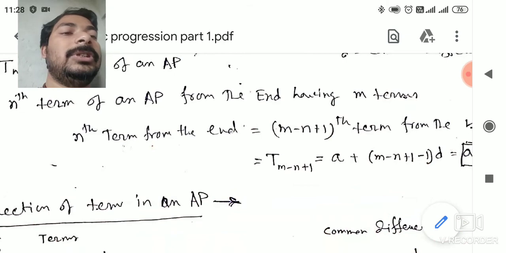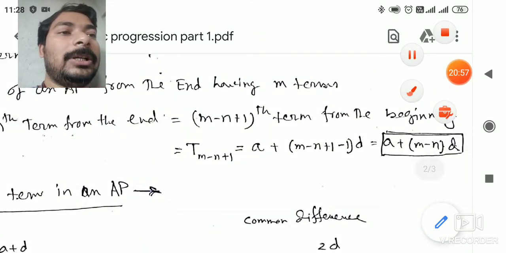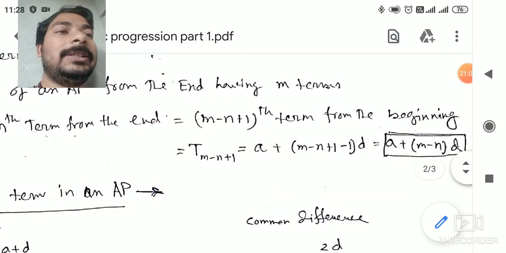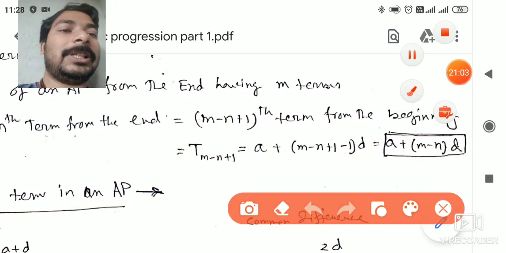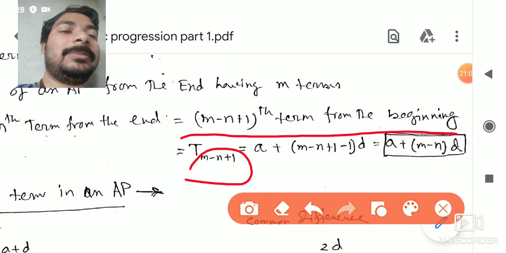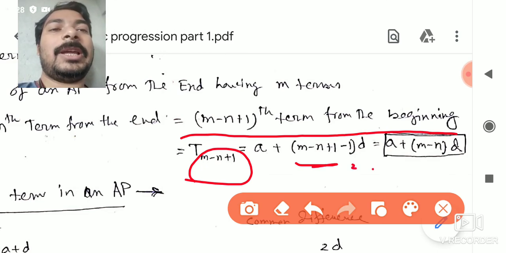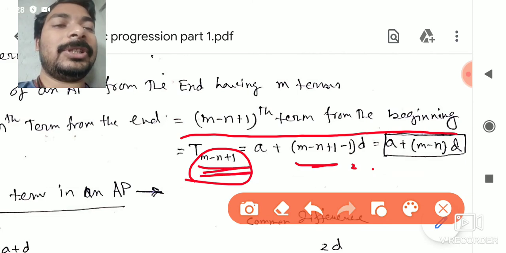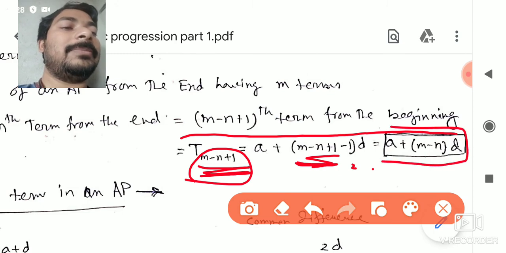So in this way you can calculate that the nth term from the end is actually the m minus n plus 1 term from the beginning, that is T m minus n plus 1, with the formula a plus m minus n plus 1 minus 1 into d, because you know the formula a plus n minus 1 into d, where n is changed to this. So put the value of n here and you get the answer a plus m minus n into d.